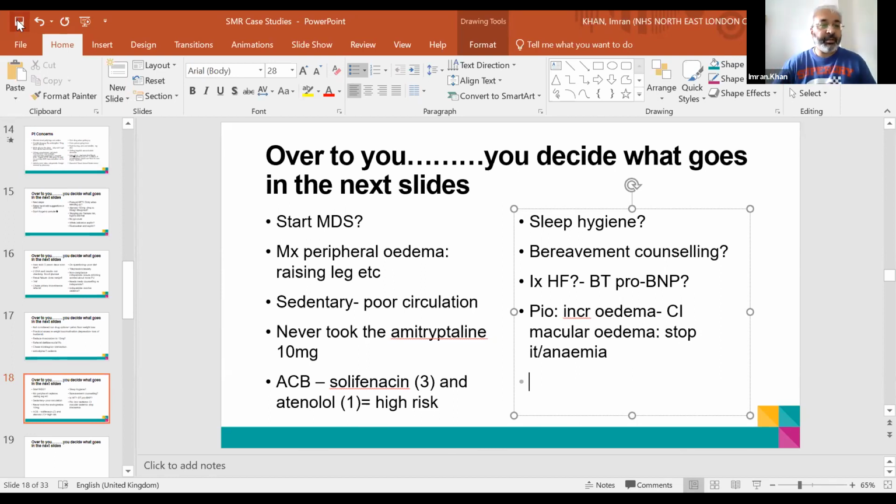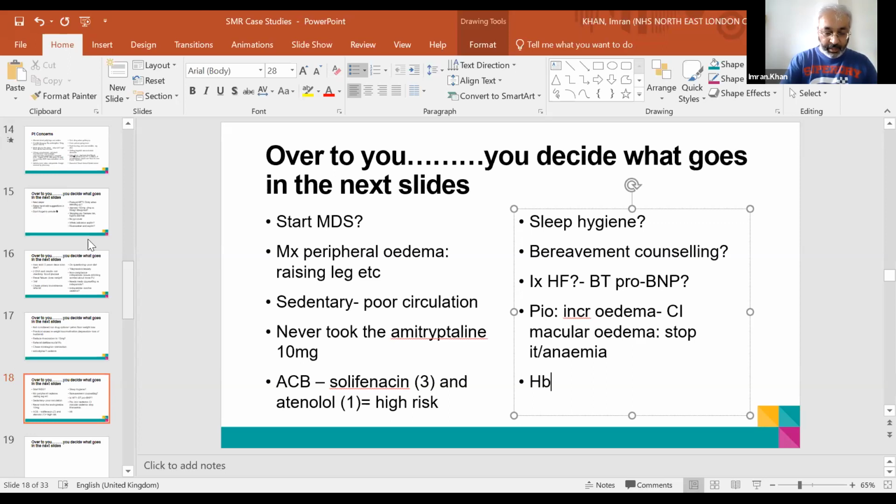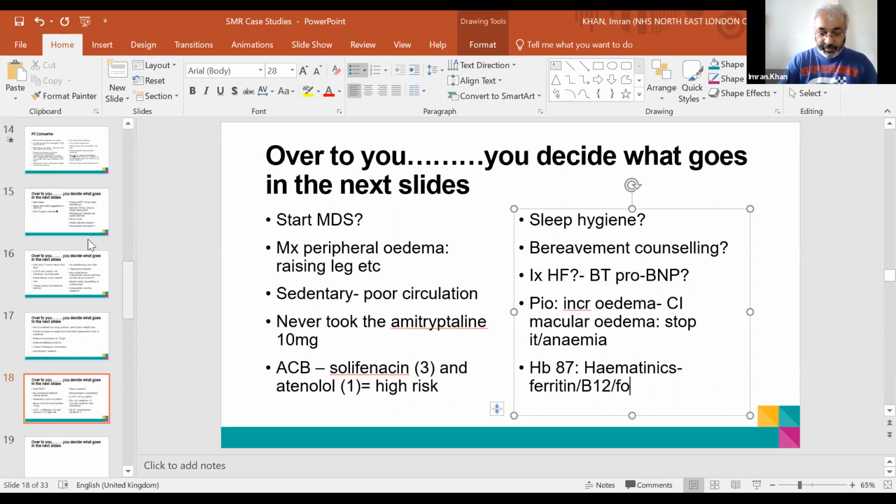Has the patient got anemia? Doesn't look like it. HB of 87, we would be investigating that as anemia, wouldn't we? We would at least want to do ferritin and hematinics generally, wouldn't we? Yeah. So the HB of 87, we would want to do hematinics to investigate what kind of anemia potentially it is. So we would want ferritin, B12 and folate.